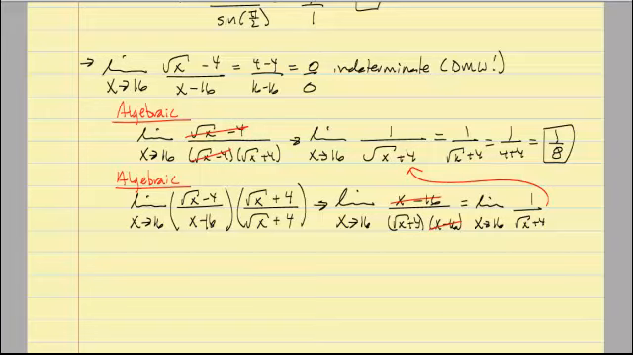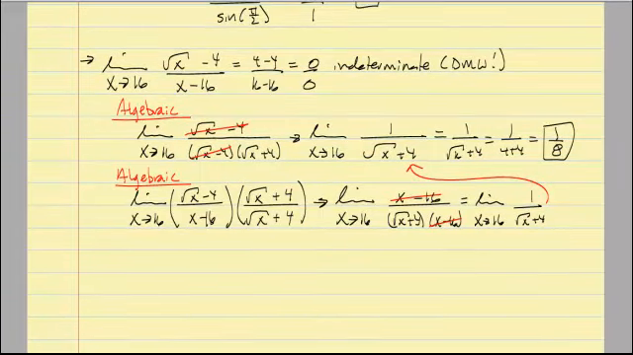So again, that is an algebraic approach, but that algebraic approach was multiplying by the conjugate.